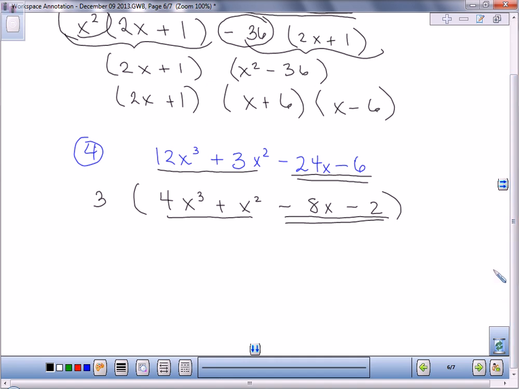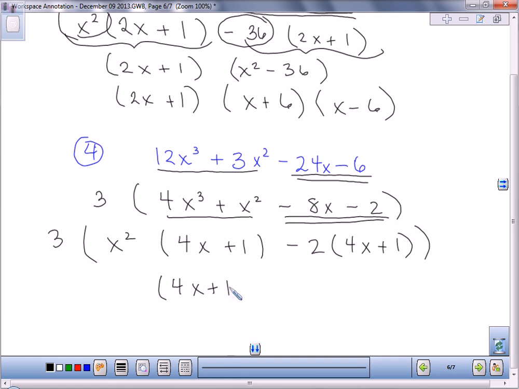Now, the first 2 terms, do they have a common factor? Yes. What is the common factor? X squared. And what does it leave me with? 4x plus 1. The only way this will work is if there's something I can factor out of the last 2 terms that will leave me with 4x plus 1. Is there any term that I can factor out? Negative 2. Okay, so the 4x plus 1 is what these 2 terms have in common. This is what's left. X squared minus 2.